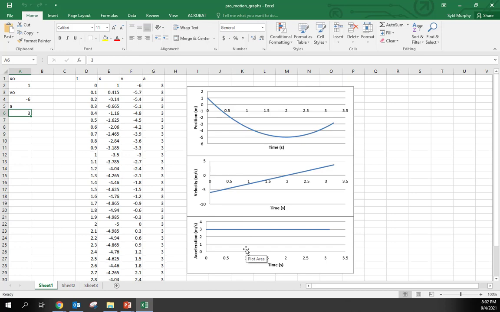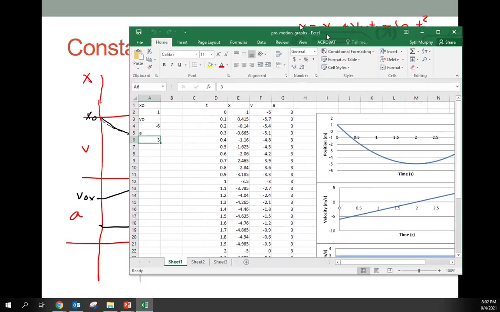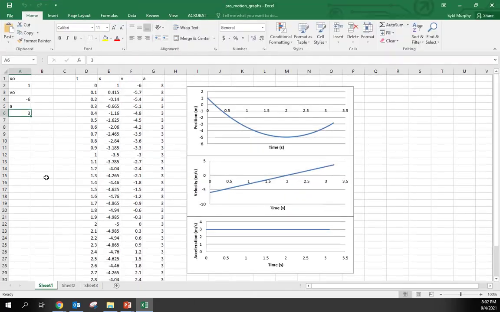So for example, in the last example, we had a positive acceleration. So positive 3 we can see, and there it is sitting at positive 3. Our initial velocity is negative 6, and the velocity does have a positive slope. And we see that our position graph does look like a bowl with an initial position of 1.